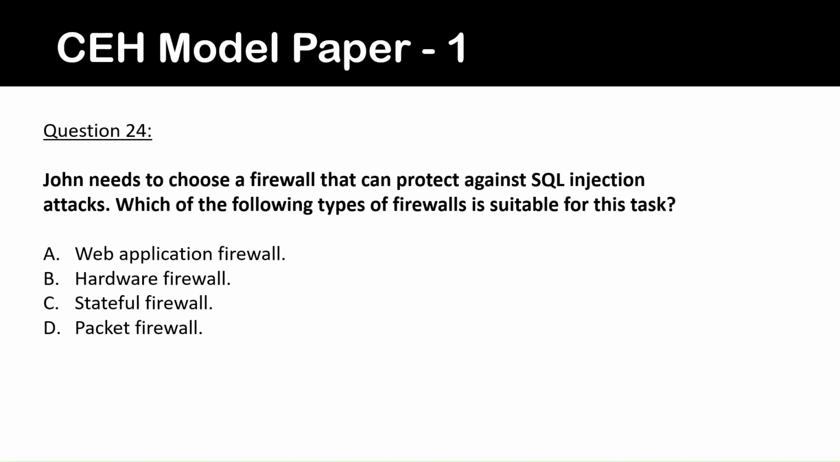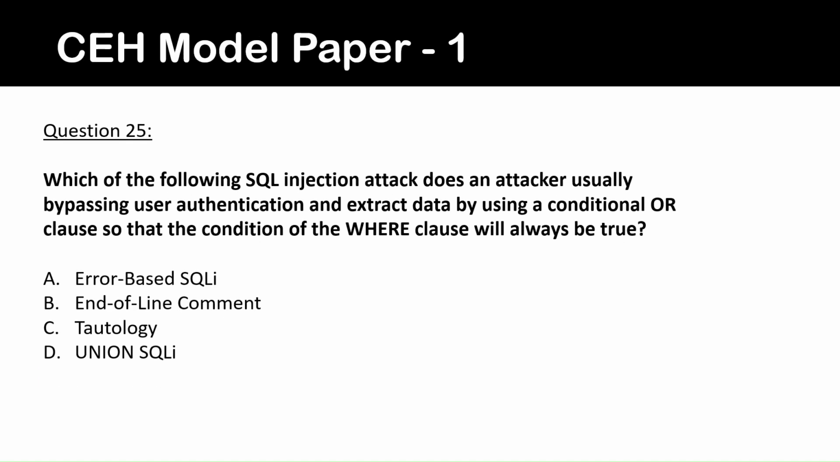Question 24. John needs to choose a firewall that can protect against SQL injection attacks. Which of the following types of firewalls is suitable for this task? The options are A. Web application firewall, B. Hardware firewall, C. Stateful firewall, D. Packet firewall. The answer is A. Web application firewall.